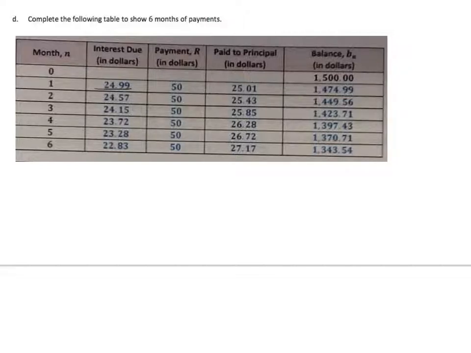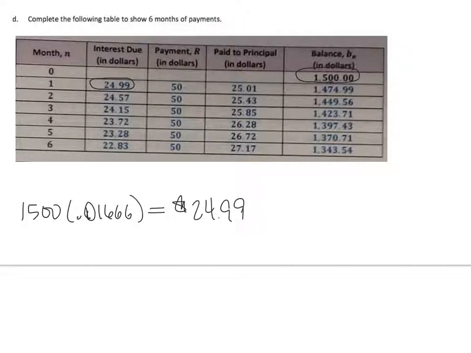Interest due in dollars. That means I look at my balance times my interest rate, and I get $24.99. So I'm paying that. My payment is $50, so paid to the principal is $25.01, and paid to interest is $24.99. So this is how much I'm paying. This much is going towards the interest, this much is going towards the principal.